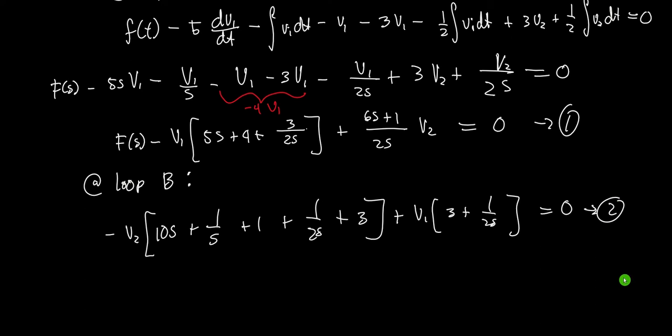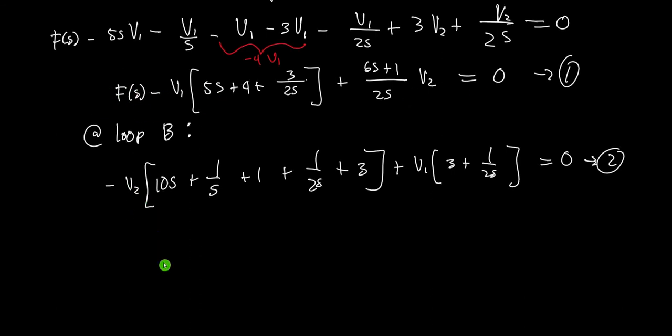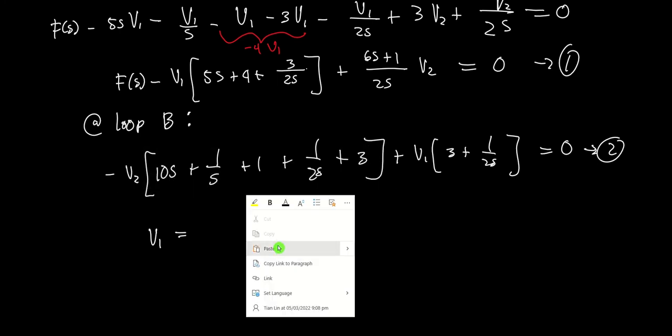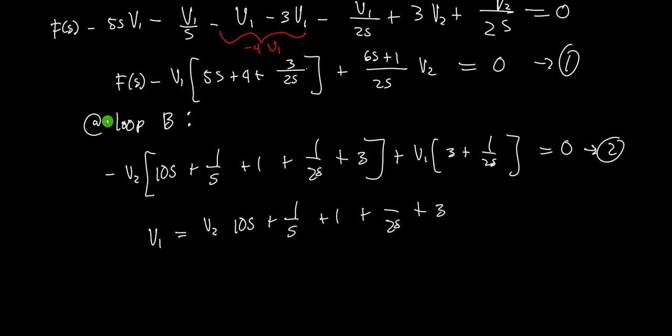We solve for V1 at loop B here, then we substitute that in this equation, then finally we will be having a transfer function or an equation that is in terms of F(s) and just V2. So V1 now will be equal to this whole thing here, which will become positive. Let's copy this one. Then I divide this with this one, 3 plus 2s.